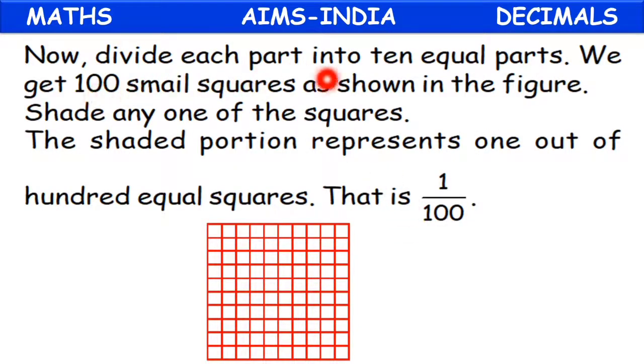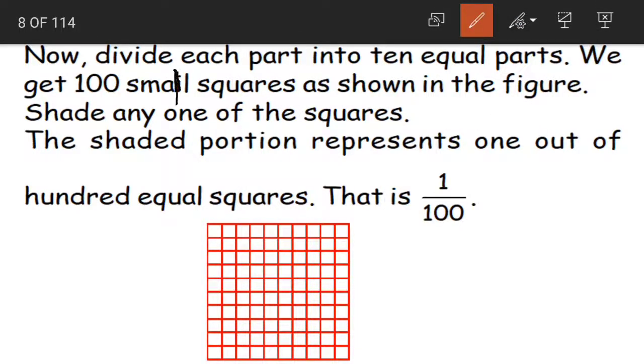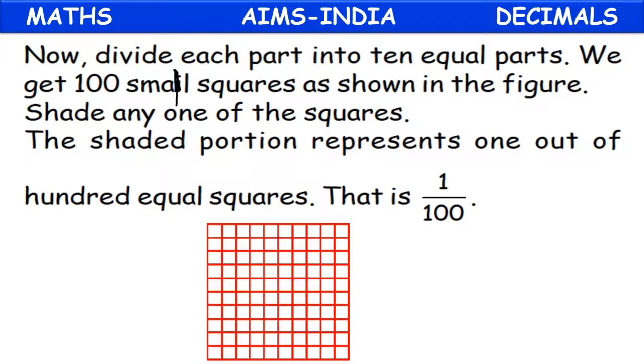Now, divide each part into 10 equal parts. We get 10 small squares as shown in the figure. Shade any one of the squares. Now that shaded portion represents 1 out of 100 equal squares, that is 1 by 100.